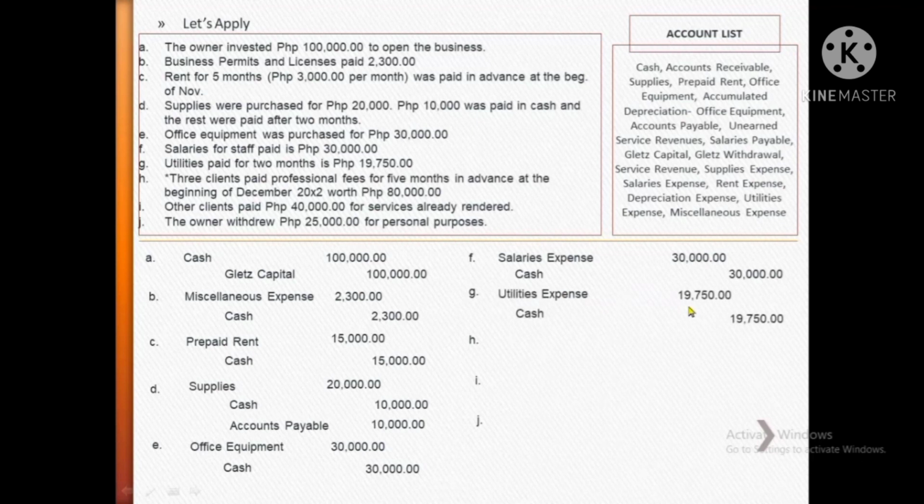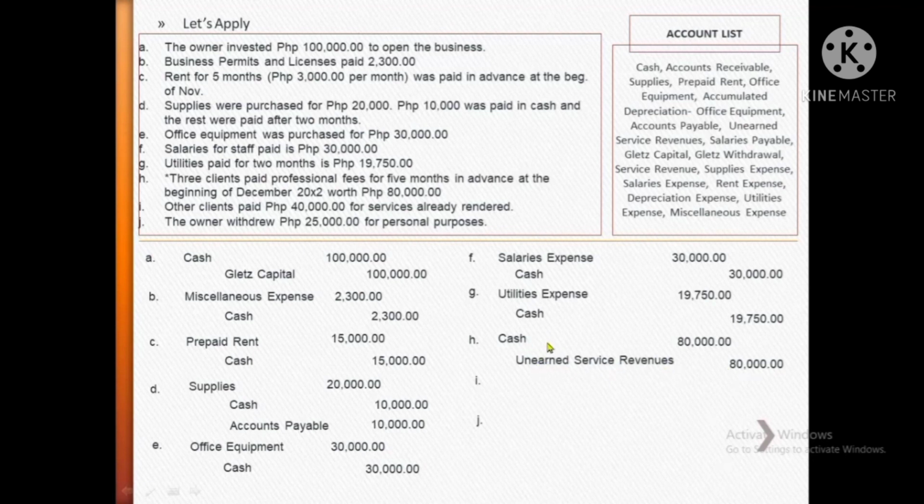In letter H, you have received advance payment from customers, so you're going to debit cash 80,000. However, you're not going to credit service revenues yet because you have not delivered any services or goods yet. So what are you going to credit? It's the unearned service revenues, which is a liability account.